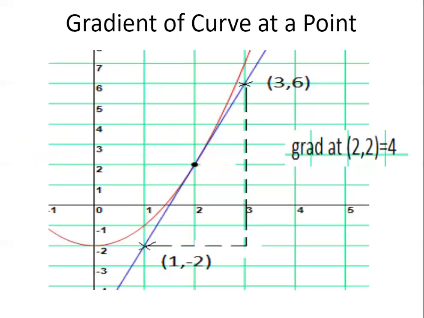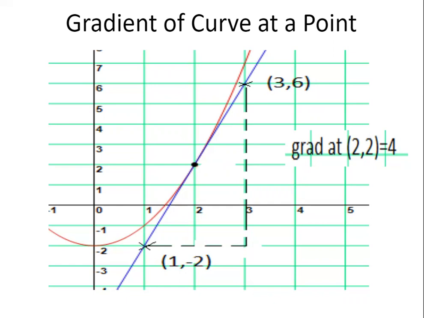Perhaps you recall when you were in high school and you had to find the gradient at a particular point on a curve. What did you have to do? You had to draw a tangent at that point and then find the gradient of that tangent. And then the gradient of the tangent at that point is going to be the gradient of the curve at that point, as we see in this diagram here.